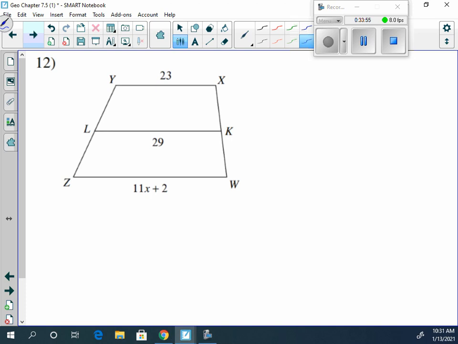Let's look at this one. We're going to skip that one because I think we're getting the hang of this, because we add the two bases together and multiply it by 1/2 or divide it by 2. We're wanting to find the value of X because that's what we're wanting to do for this one here. What's different about this one? Well, they gave us the mid-segment, yes? So we know 29 is equal to what?